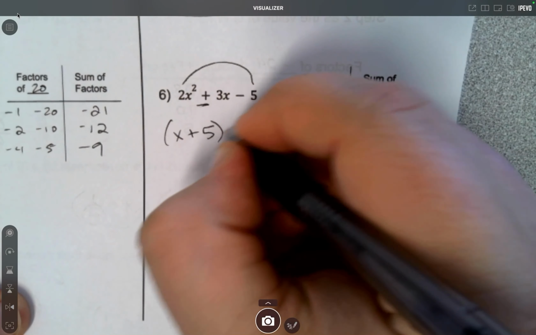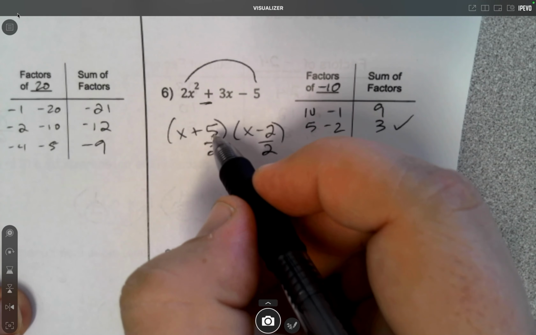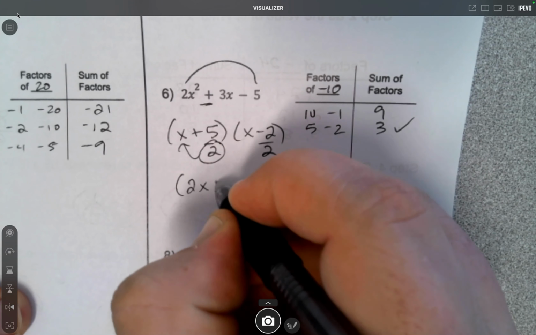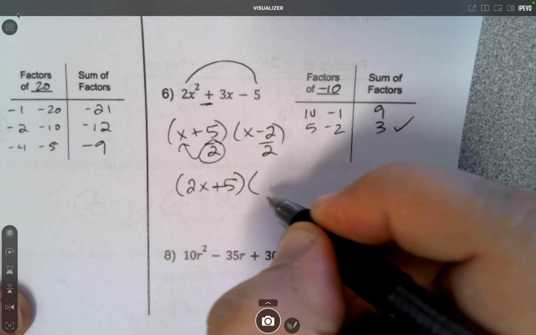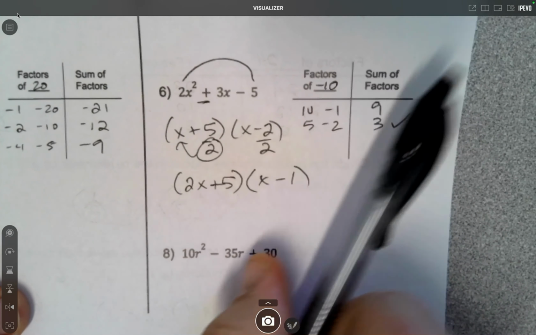Then that blasted 2 comes back from the dead and seeks to divide and conquer. 5 over 2 cannot be reduced, so we bring the bottom up and make it 2x plus 5. 2 over 2 is 1.